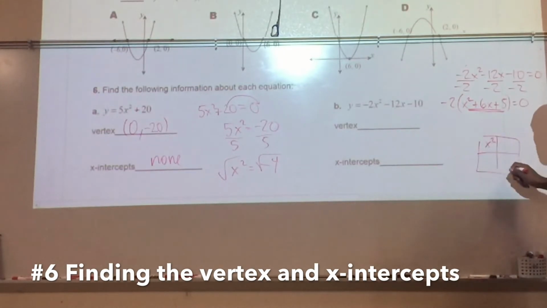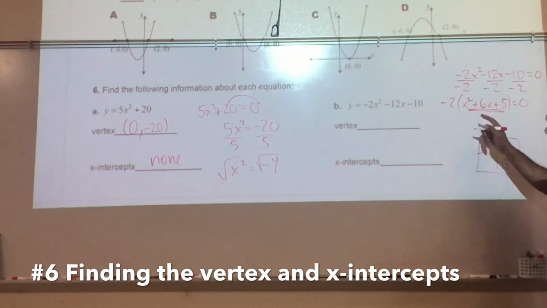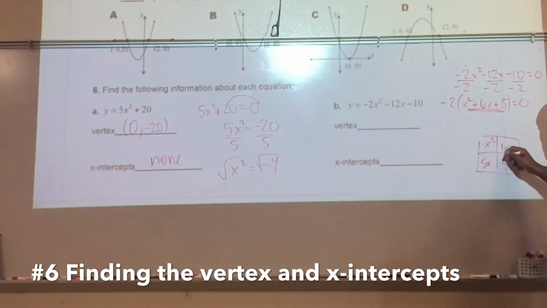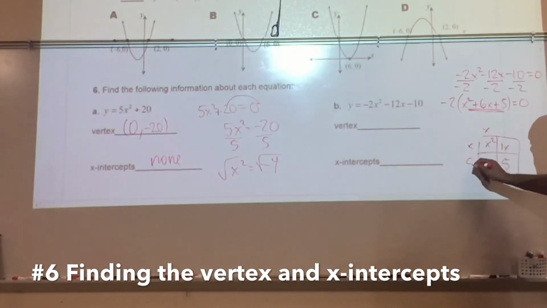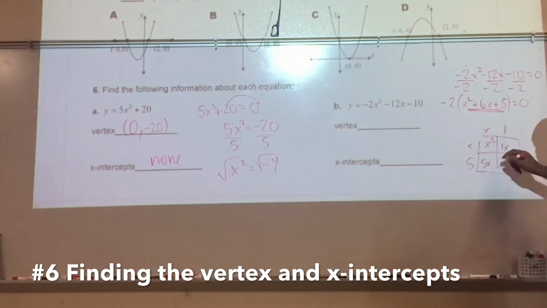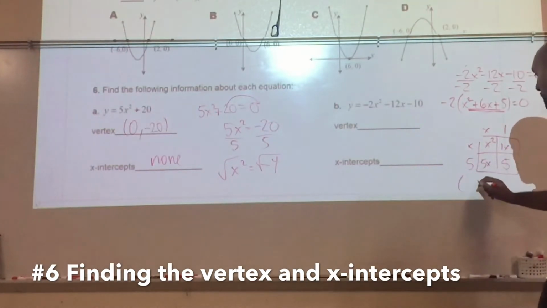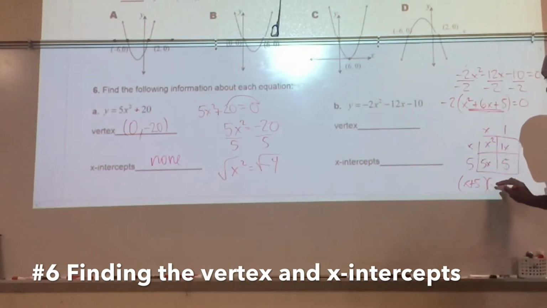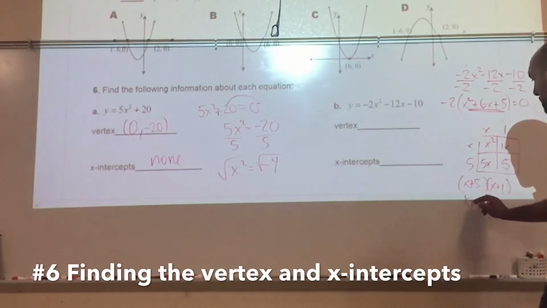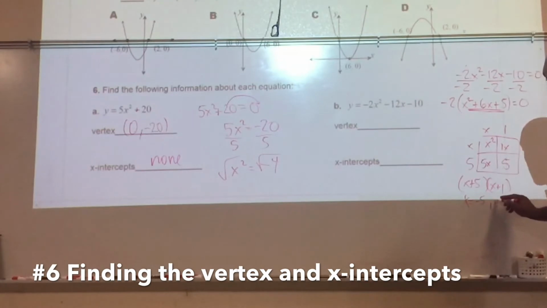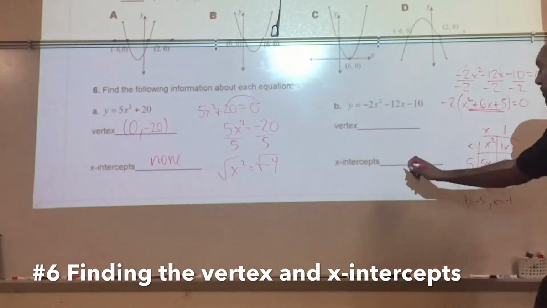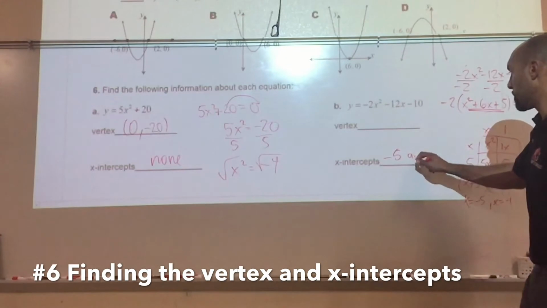So now x squared and 5, two numbers that will multiply to 5 but add up to 6, that'd be 5x and 1x. Remember, if that's x squared, it's just x, and x times 5 gives me 5x. x times 1 gives me 1x. So then I have x plus 5 from here, and x plus 1 from there. Remember that x-intercepts are the opposite of those numbers. So x is negative 5, and x is negative 1. Okay, that gives us the x-intercepts.